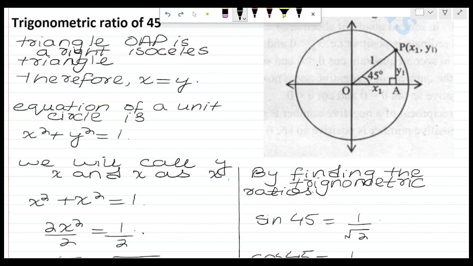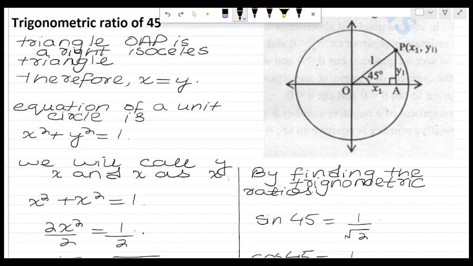So if that is a right isosceles triangle, that means that the value of x will be also equal to the value of y or the perpendicular. So triangle OAP is a right isosceles triangle. Therefore, x is equal to y. Now what is the equation of the unit circle? That is x square plus y square being equal to 1. So now we will call y x and x as x only. So now we're going to place the values.